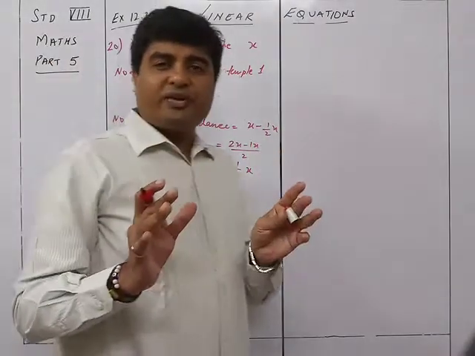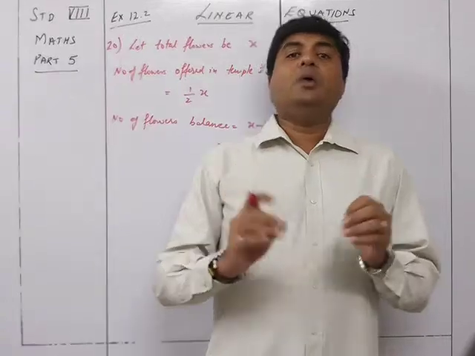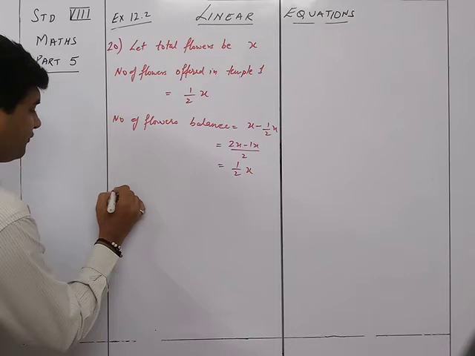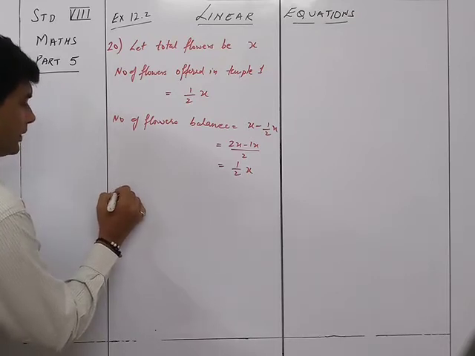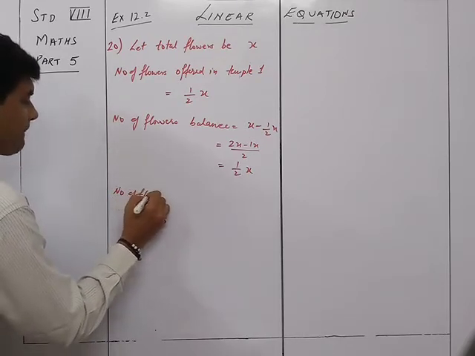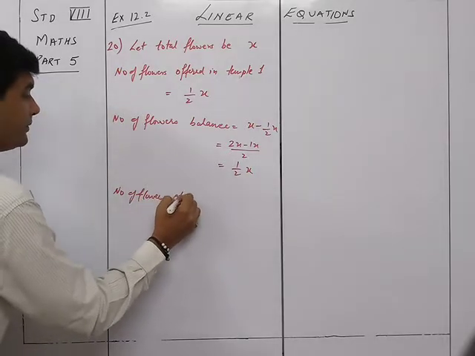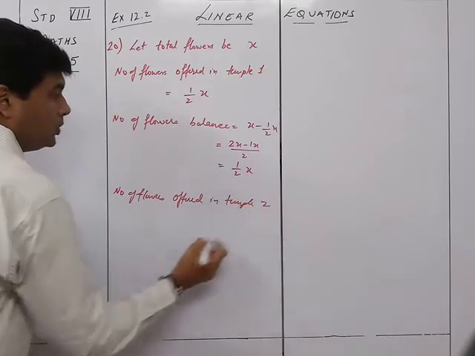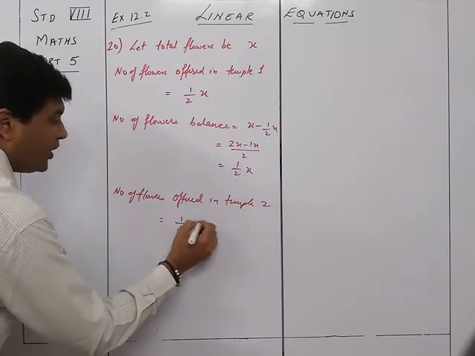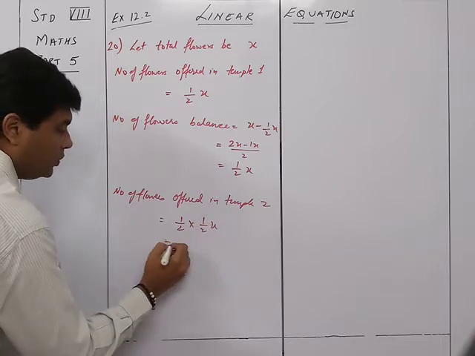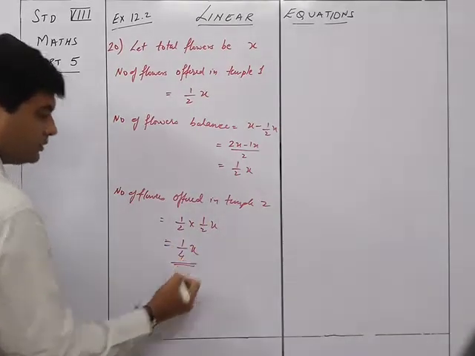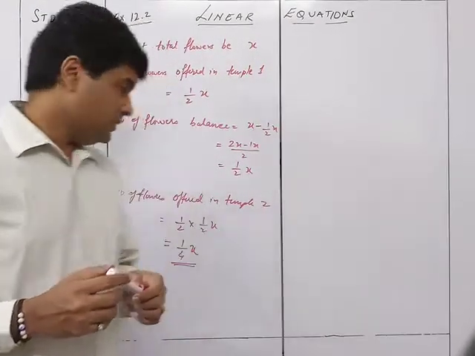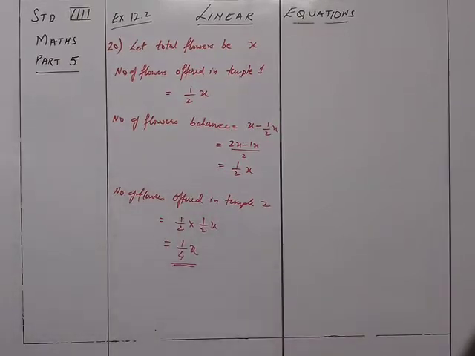Now she had got half of the basket filled with flowers, and then when she goes to the next temple, she offers half of this. So the number of flowers offered in temple 2 will be equal to half of half x. So that will be equal to 1 upon 4x. Okay, so 1 upon 4x is what is going to be there right over here. Right?